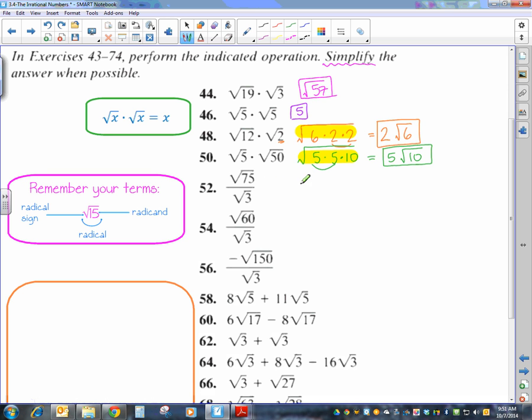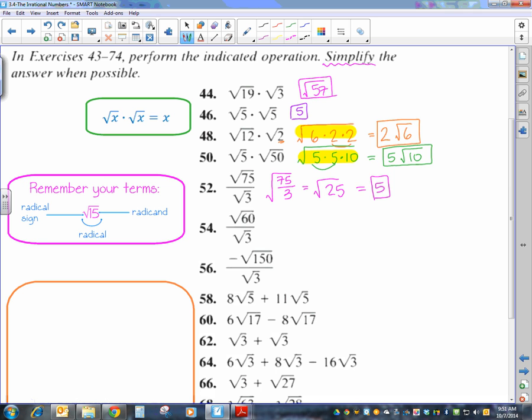Okay, so the square root of 75 over the square root of 3, when you have something like this, bring it together. That's the square root of 75 over 3. And 75 divided by 3 is 25. And the square root of 25 is 5.